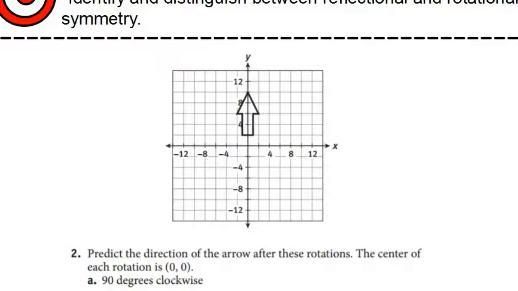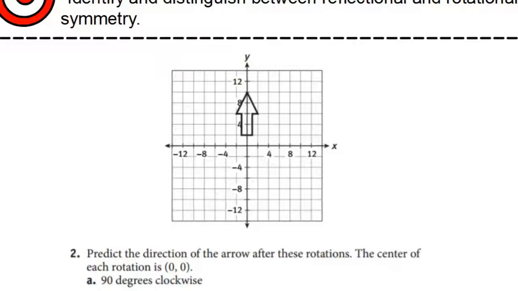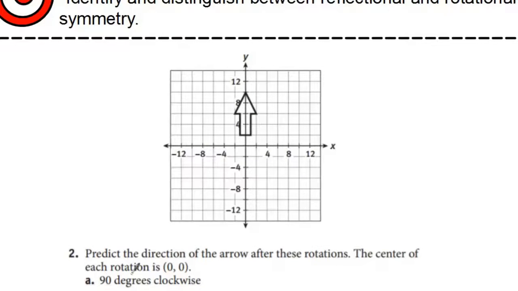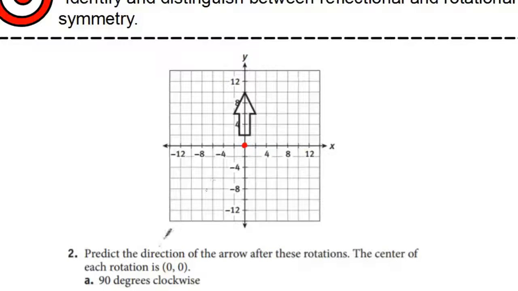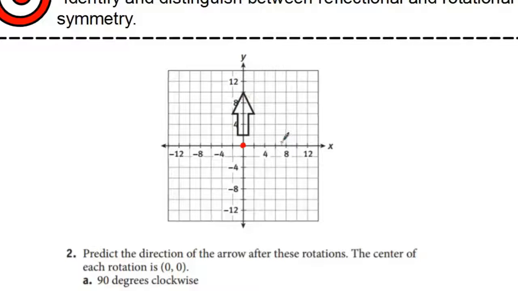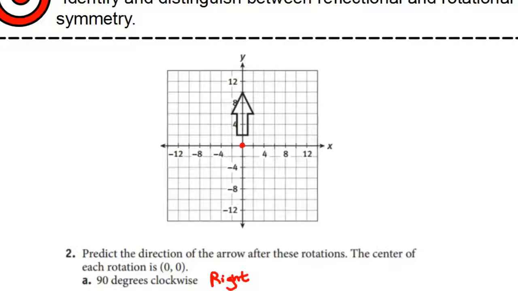Awesome, so now that we've seen this in action, let's go ahead and try it ourselves. So remember, one of our goals is to perform rotations on the coordinate plane. So here I have a coordinate plane, I have an arrow. First of all, let's predict the direction of the arrow after these rotations. So if the center of the rotation is (0, 0), so I'm just going about this point right here. If I go 90 degrees clockwise, so imagine that this is an arrow on a clock, okay? If it goes 90 degrees clockwise, it's going to go this direction. So it's going to end up pointing to the right whenever I'm done there, okay?